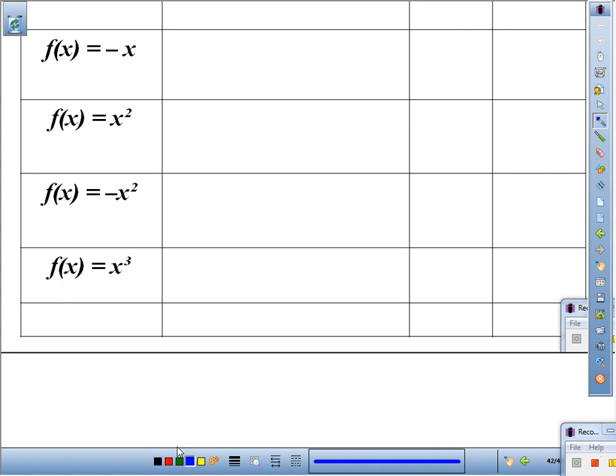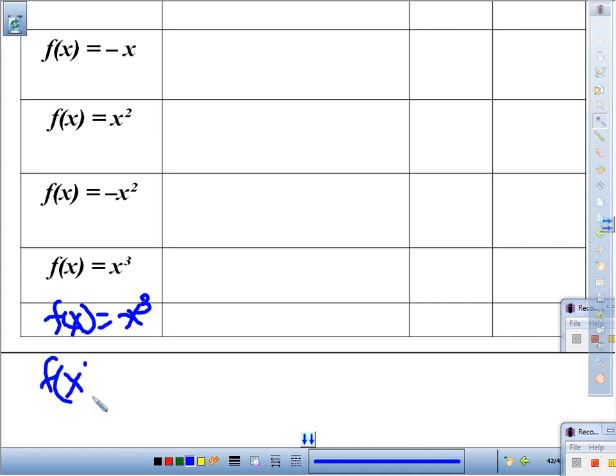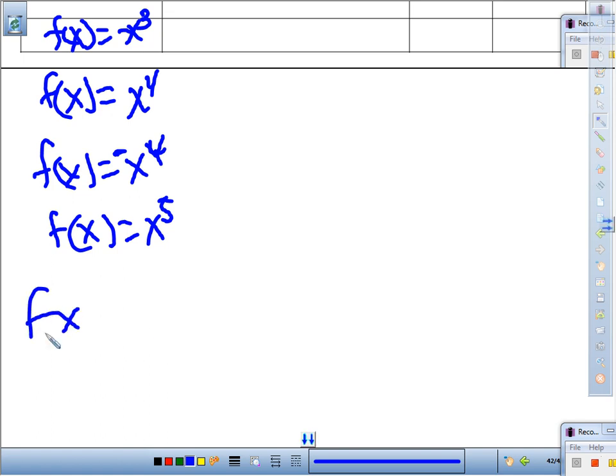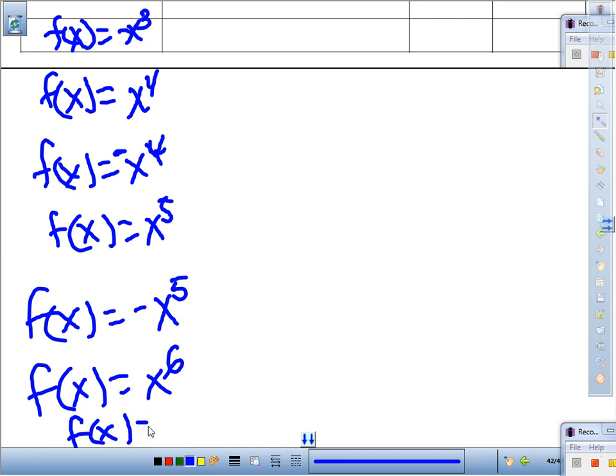What do you think will be the next one? f of x equals negative x cubed. What do you think the next one would be? Very good. x to the fourth. And the next one, f of x equals negative x to the fourth. What is the next one? f of x equals x to the fifth. What is the next one? That is correct. And we're going to stop after there. Only. Okay?